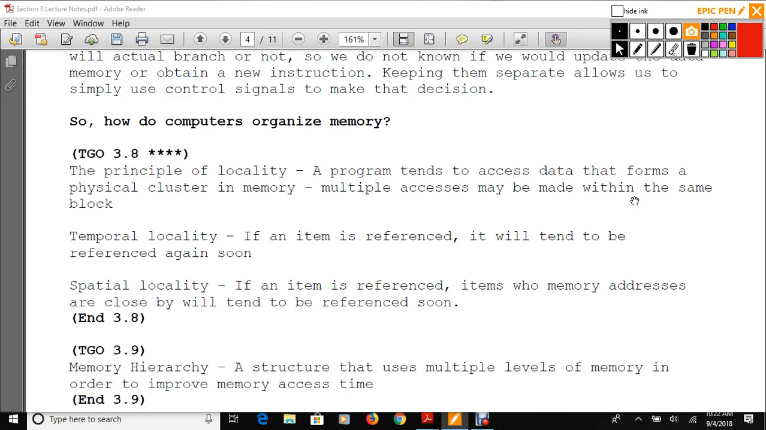And so the principle of locality is that a program tends to access data that forms a physical cluster in memory. Multiple accesses may be made within the same block. So say you guys create your group, a group of 3 or 4, and you sit in the front row, and you have 4 different questions that you want to ask me.